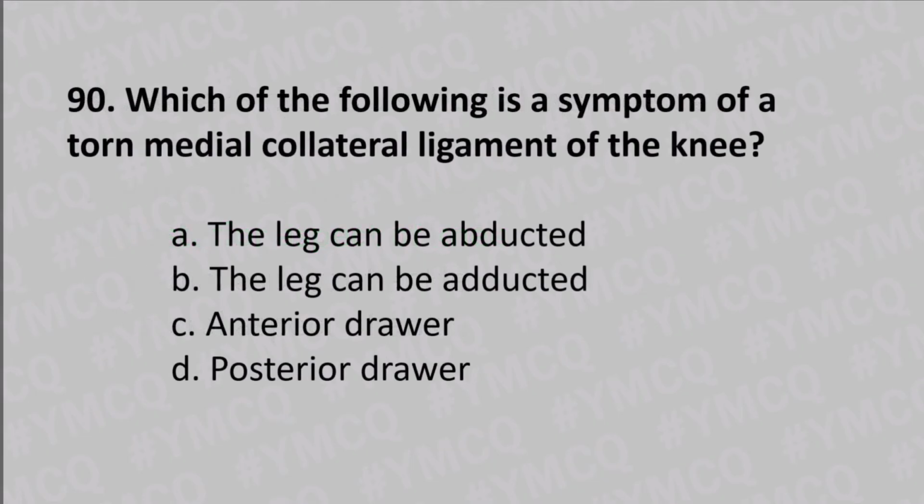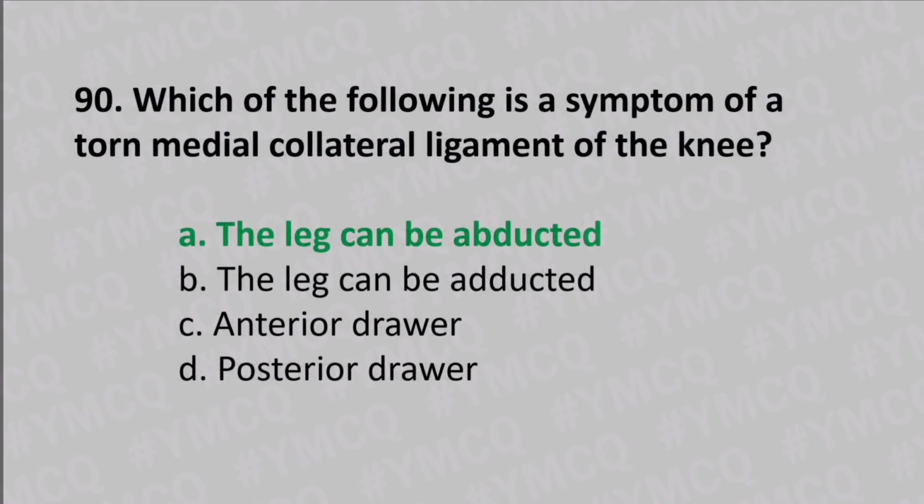Moving to our 90th question, which of the following is a symptom of a torn medial collateral ligament of the knee? Option A, the leg can be abducted. Option B, leg can be adducted. Option C, anterior drawer. Option D, posterior drawer. And the answer is Option A, leg can be abducted.